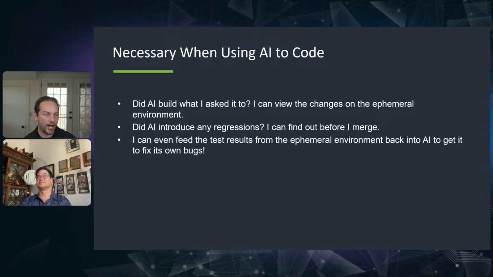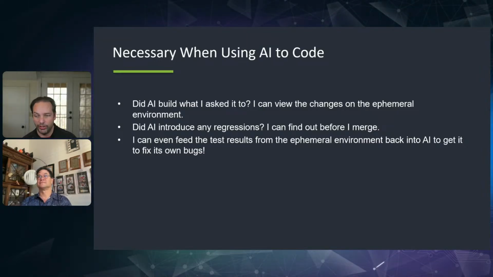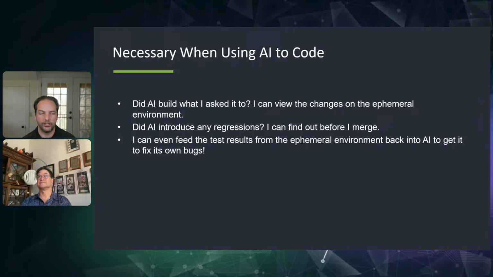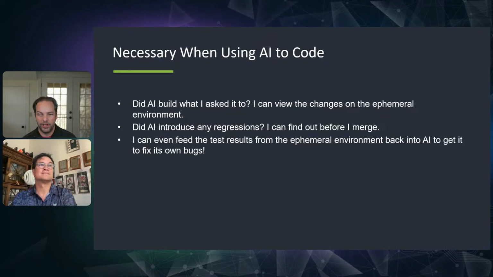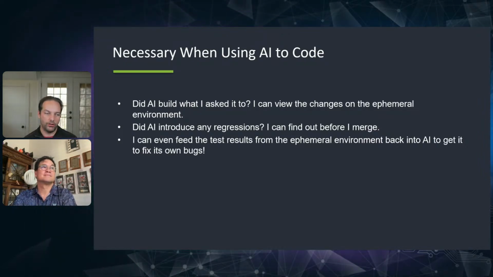And the reason why is because we need to know, did AI actually build what we asked it to? Did AI introduce any new regression errors? Not only is the code clean, but does it functionally do what it's supposed to, look the way it's supposed to, before we go off sharing that code with the rest of the team?